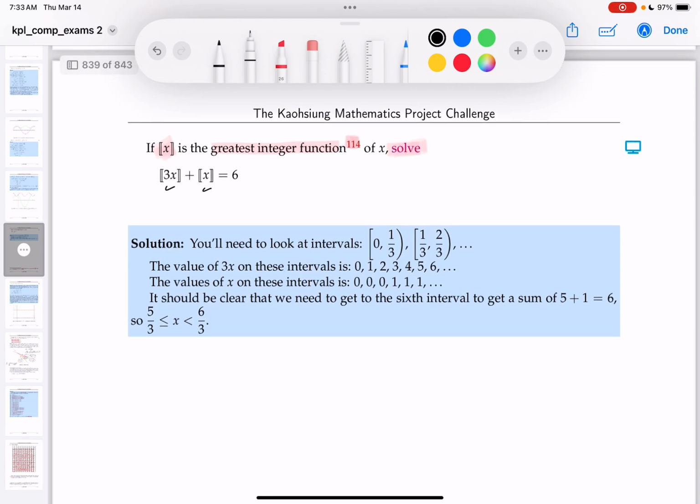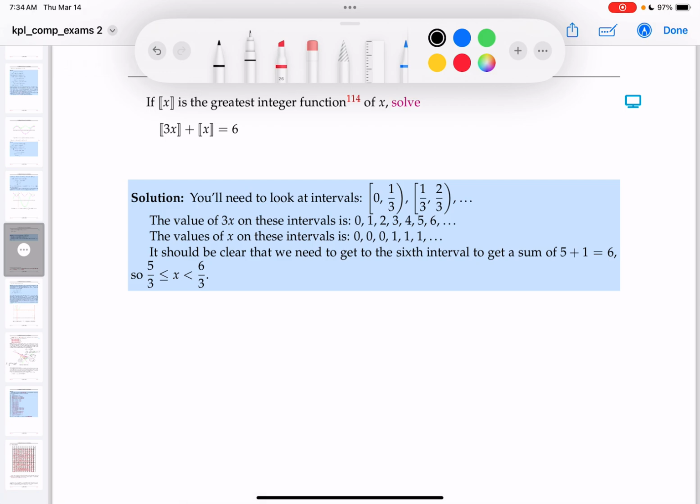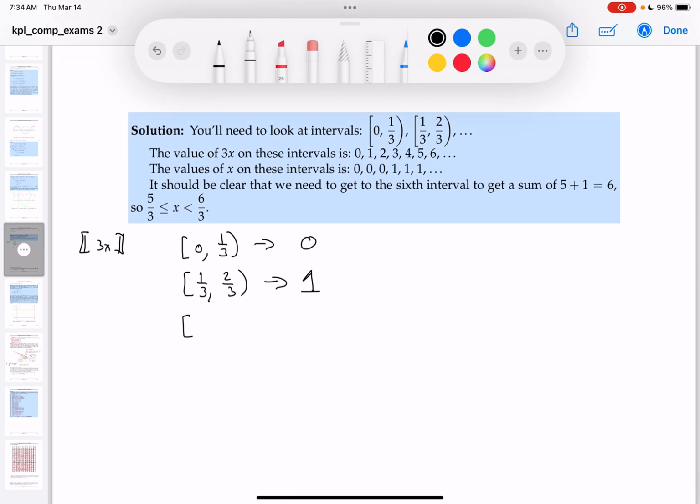So the first thing I looked at, let me get my eraser out, is I looked at where the 3x was jumping. And the 3x is going to be jumping, right? So at 0 up to 1/3, and again, we're talking about the floor of 3x now. This is going to be 0. And then if I did 1/3, now 3 times 1/3 is 1, up to 2/3, that's going to produce a 1, all right? And then the next one's going to be 2/3 to 3/3, that's going to be 2.